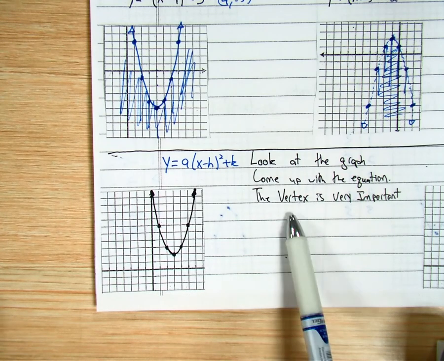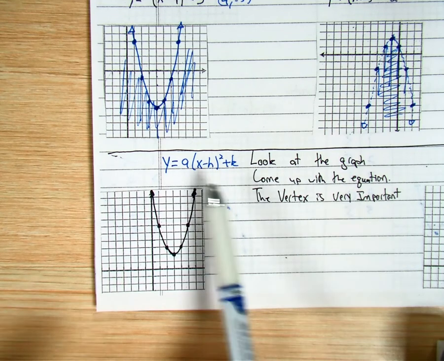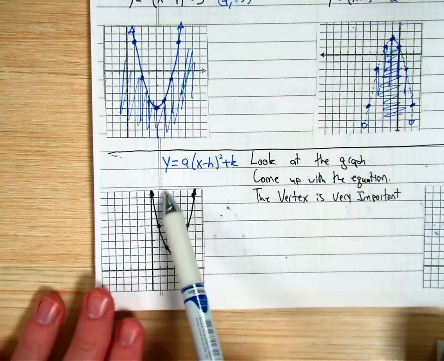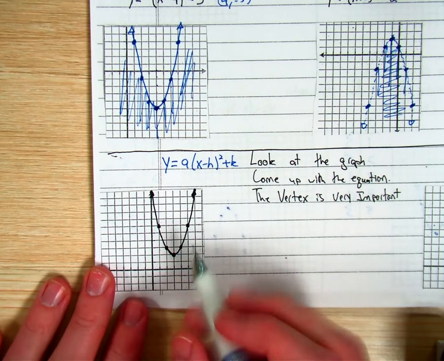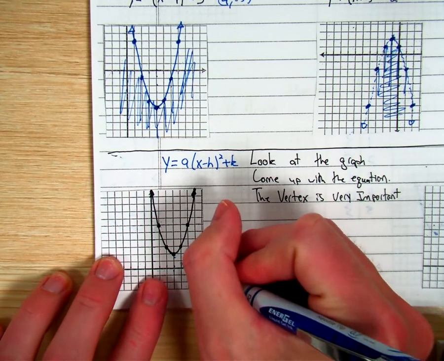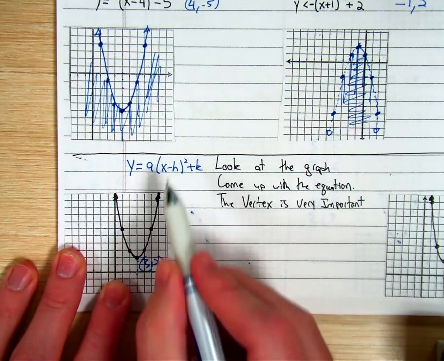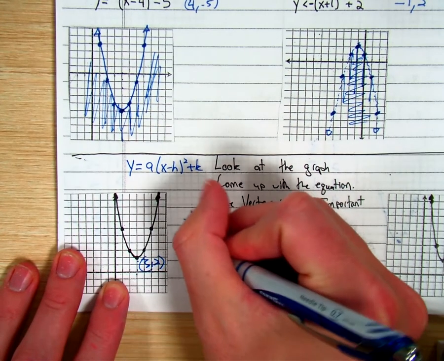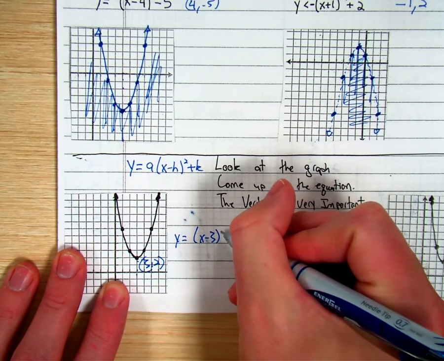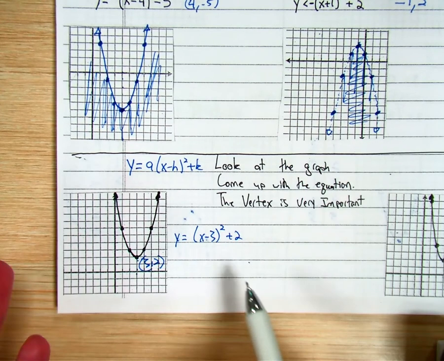The vertex is very important. This is called vertex form. The vertex gives you that spot and that spot. It gives you basically the whole thing. So what are we at? We're at 1, 2, 3 to the right and 2 up. So our vertex is 3, 2. Remember, inside here is opposite. So we're going to have x minus 3 squared plus 2. Ta-da!